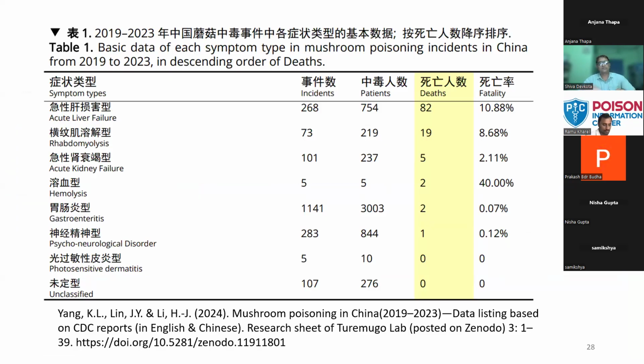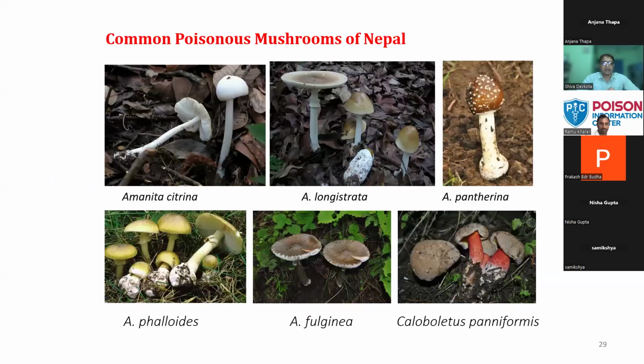So I just took this slide, a piece of table from basic data on each symptom type of mushroom poisoning incidents in China. Most of the cases there in China are acute liver failure. I'm not going to talk much about this kind of science, because I'm not from this background. I'm a mushroom taxonomist, so I'll talk more about that.